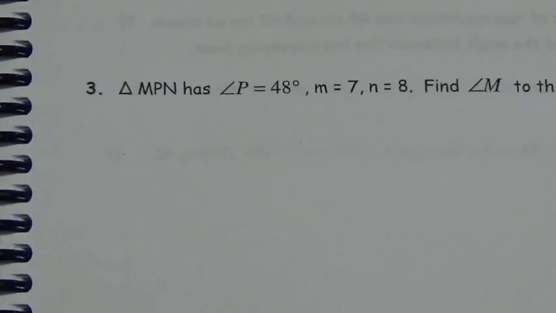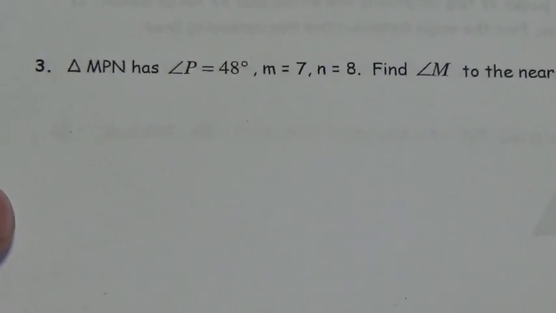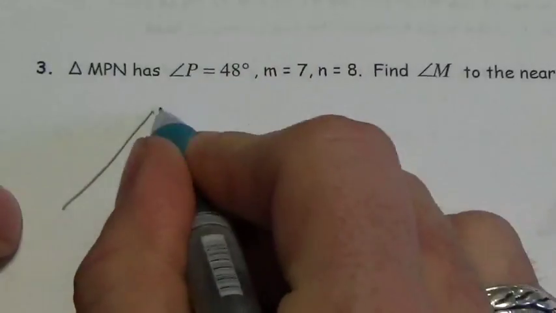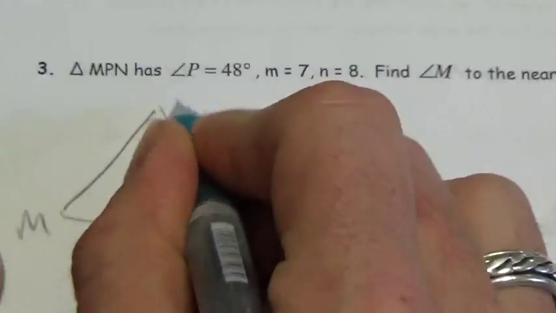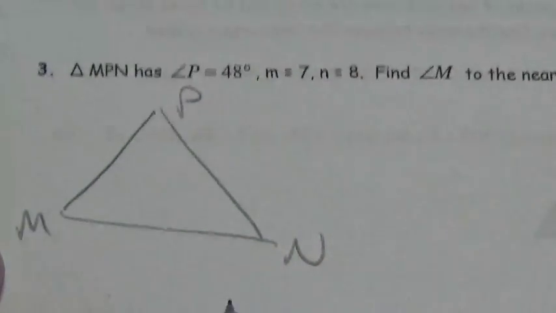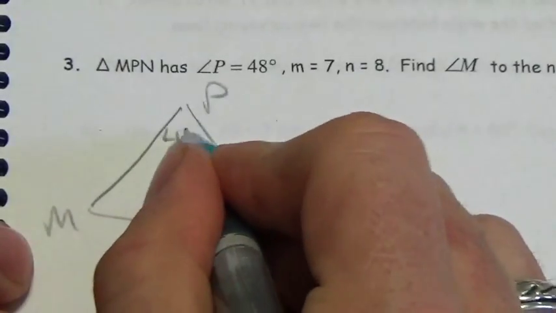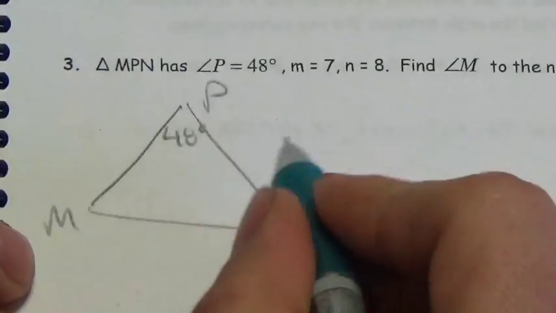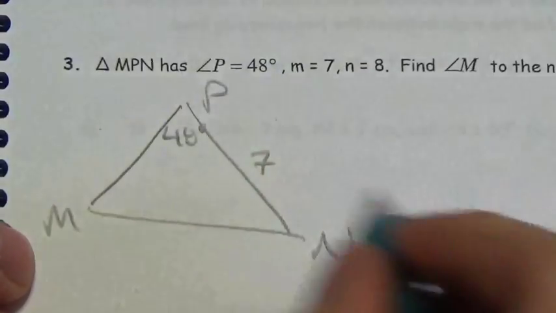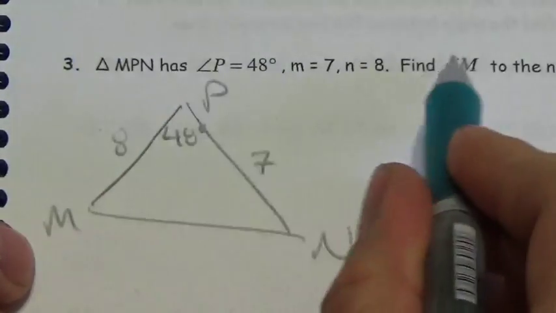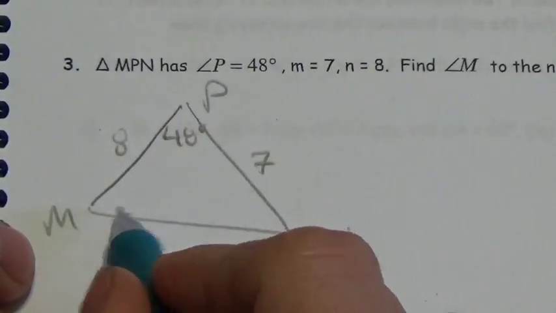Right, so this next question here, if you look at it, it's going to look really similar to the questions we did with the sine law. Triangle MPN, okay, let's draw that out. MPN. P is 48 degrees. Okie dokie. Little m is 7. Little n is 8. And we want to find angle M.